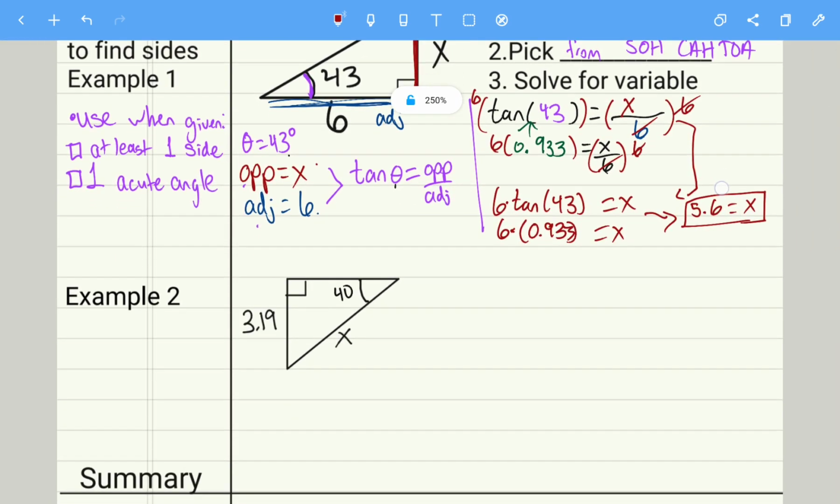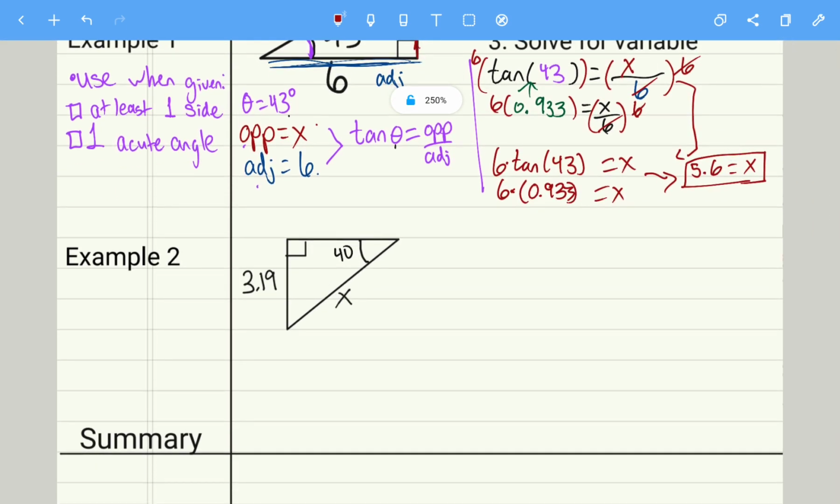Let's look at one last example. And once again, we are going to start by labeling what information we have. So we have our reference angle, of course. That is going to be 40 degrees. We have our opposite, which is 3.19. And we are looking for our hypotenuse, which is x.